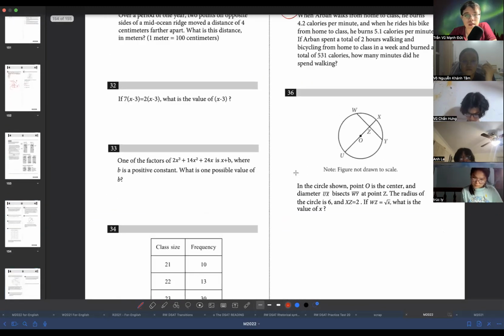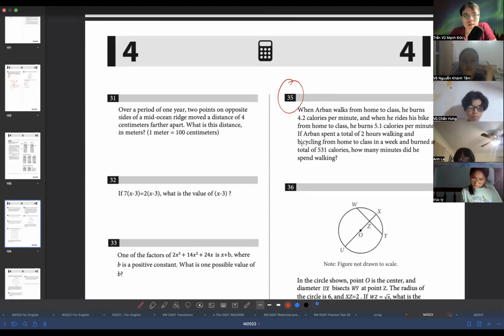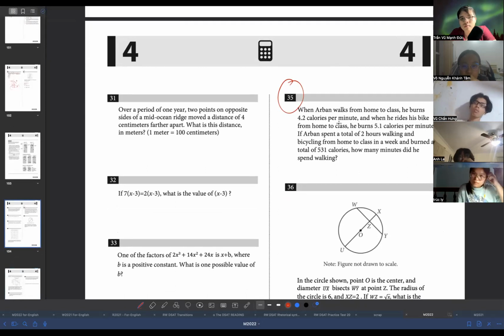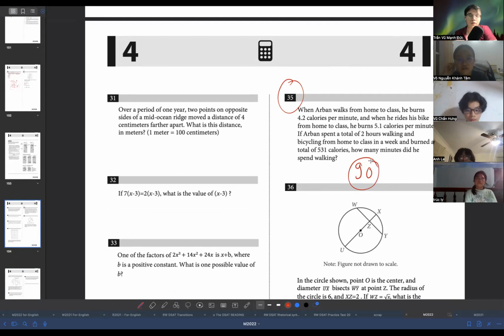Next up is 35. Okay, last one in this. 35, can you do it, Dom? 90. 90. Okay, walk me through your process. How did you come about 90?